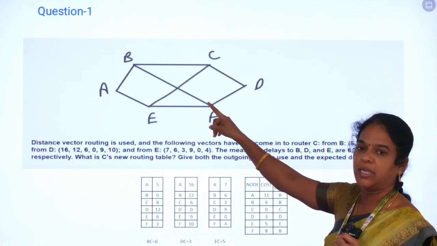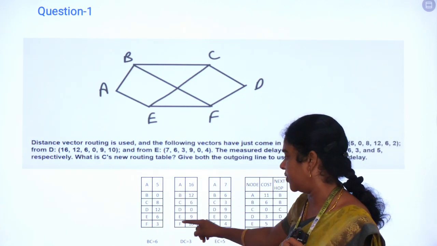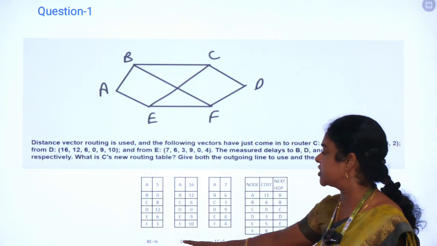So totally how many nodes do we have? 6 nodes are there. So we write A, B, C, D, E, F. Okay, each and every table. So first one B table.